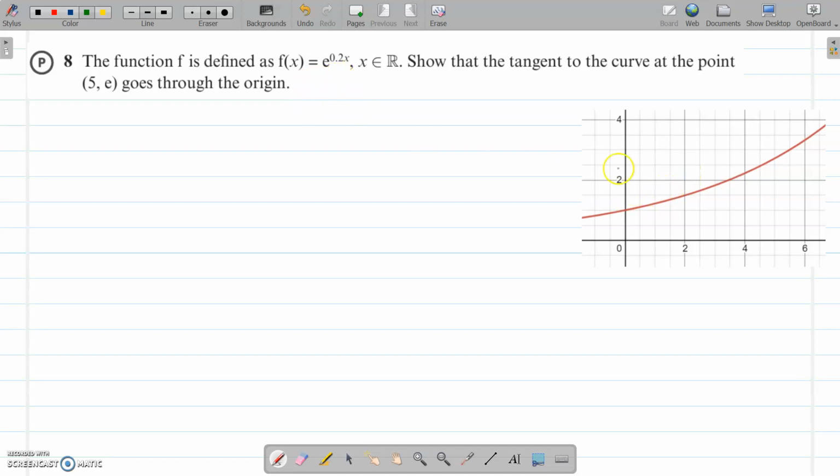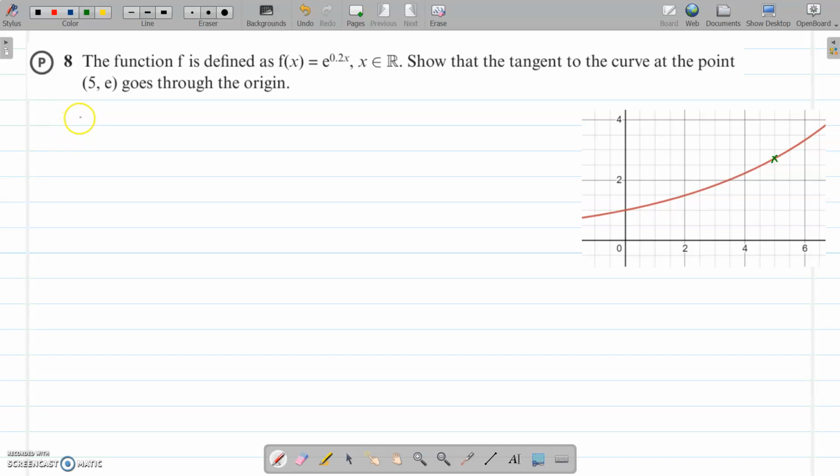And we're told that the tangent to the curve goes through the point (5, e), and we've got to show that it goes through the origin. So (5, e) is actually this point here. They're actually giving us a point on the line. Now we need to know what the gradient of the curve is at that point, and the gradient, of course, we find by differentiating.